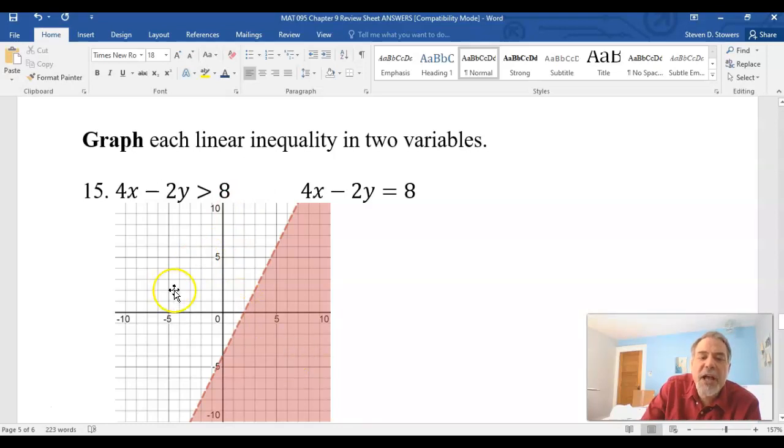Now to figure out which side of that line to shade, we can test a point like 0, 0. If I plug 0 in for x and 0 for y, I get 0 is greater than 8, and that's not true. So we do not want to include the side that has 0, 0. We want to be on the other side, and that's why this side of the line is shaded.